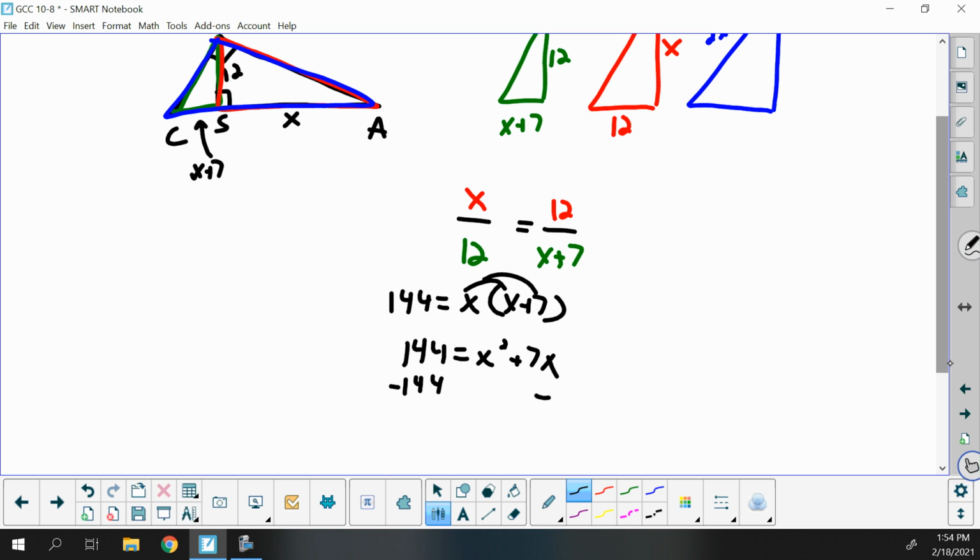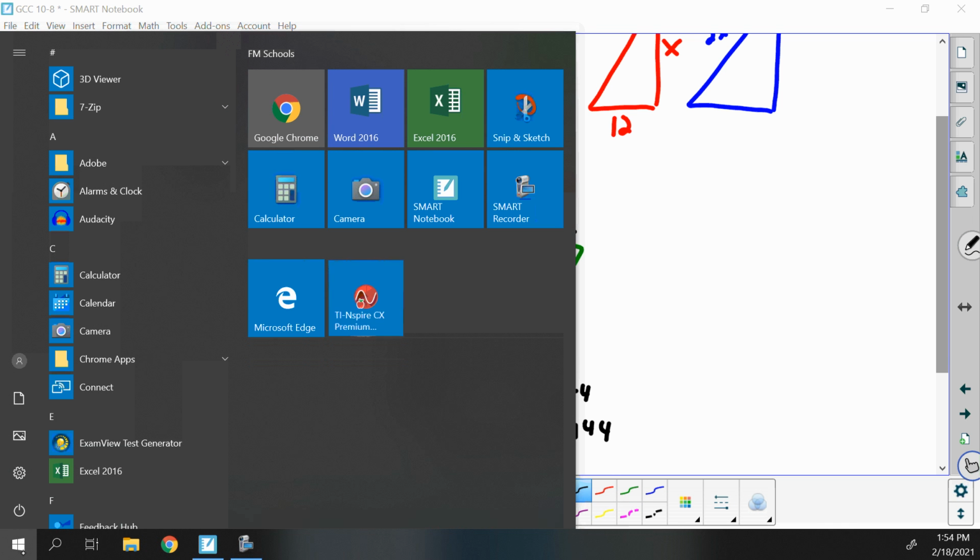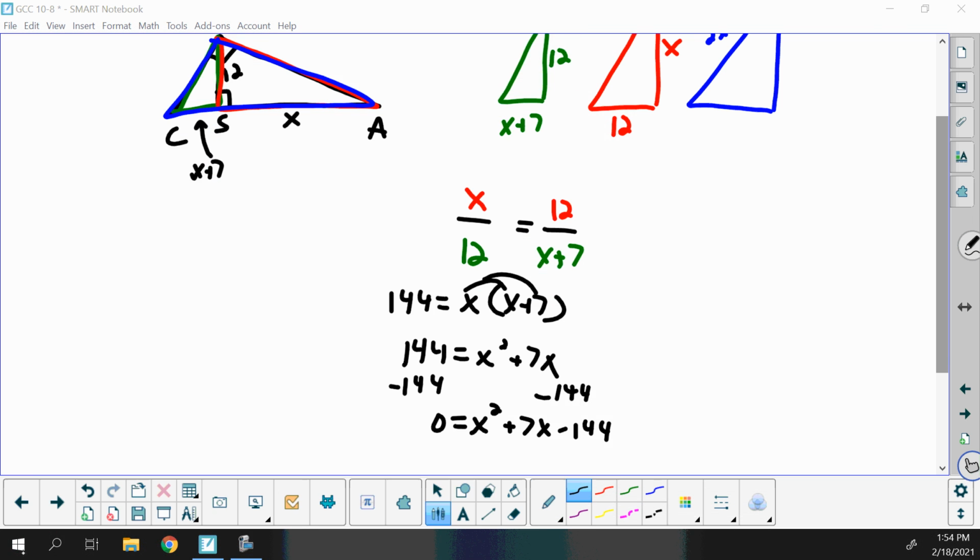We like to have a positive x squared, so we'll bring the 144 over to the right, giving us x squared plus 7x minus 144. So in a quadratic, if you have 1 in front of the x squared, the thing we want to think about is what multiplies to negative 144 and adds to 7. So we've got to think of things that will multiply to negative 144, but will add to a positive 7.